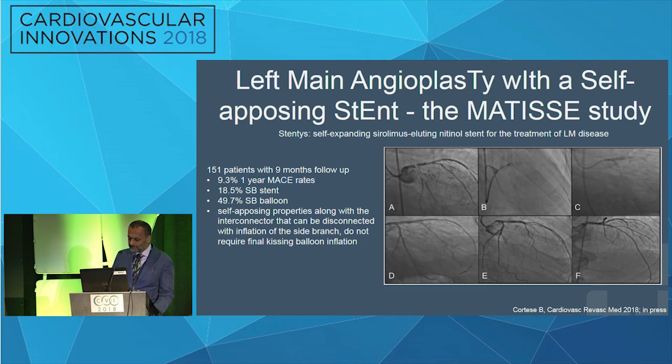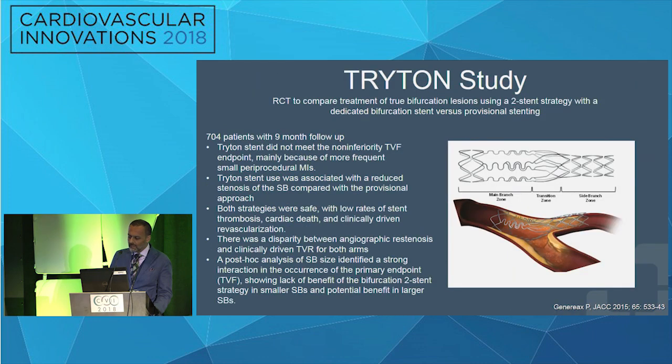This is a report of left main stenting using a self-expanding sirolimus-eluting stent called Stensis. The interesting thing about this is the side branches can be ballooned and stented. You don't have to do any kissing balloons because it's a self-expanding stent. It doesn't need re-optimization to reappose the struts because it's self-expanding. So, kind of an interesting technology.